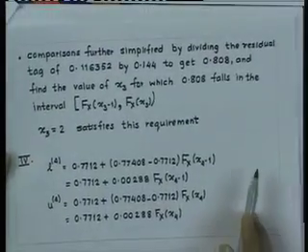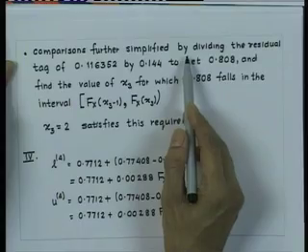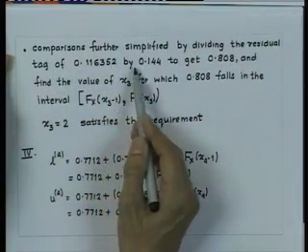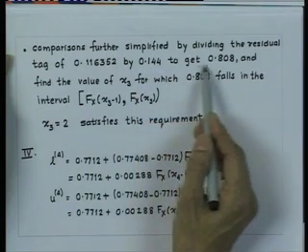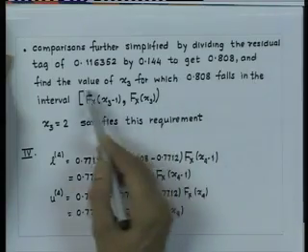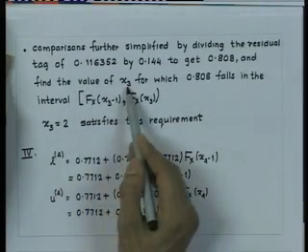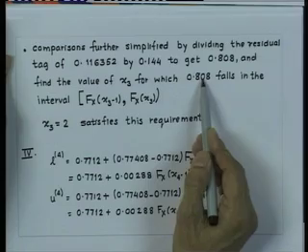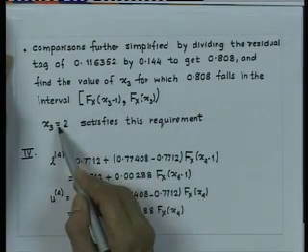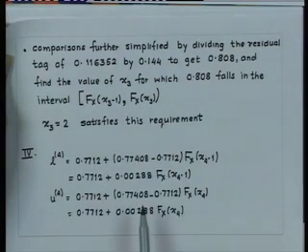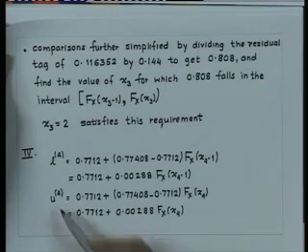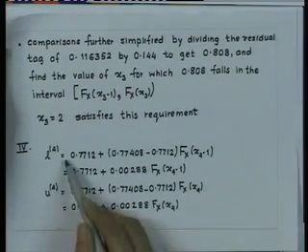So, comparisons are further simplified by dividing the residual tag of 0.116352 by 0.144 to get finally 0.808. And finally, find the value of x3 for which 0.808 falls in the interval given by this. Again, if you substitute x3 equal to 2, this satisfies the requirement. And finally, I get my L4 and U4 given by this expression.